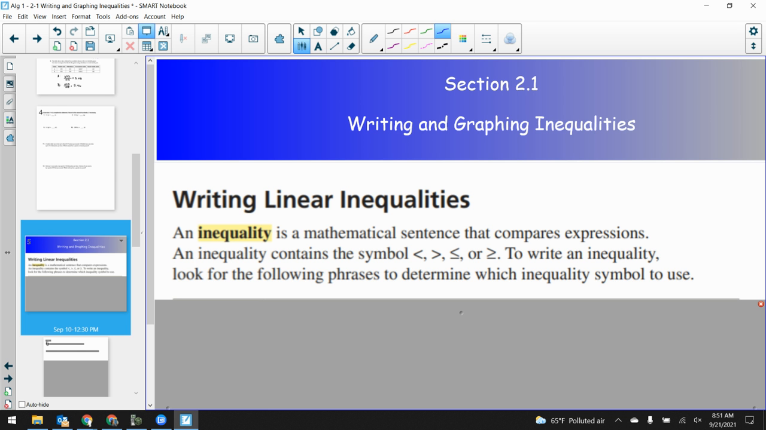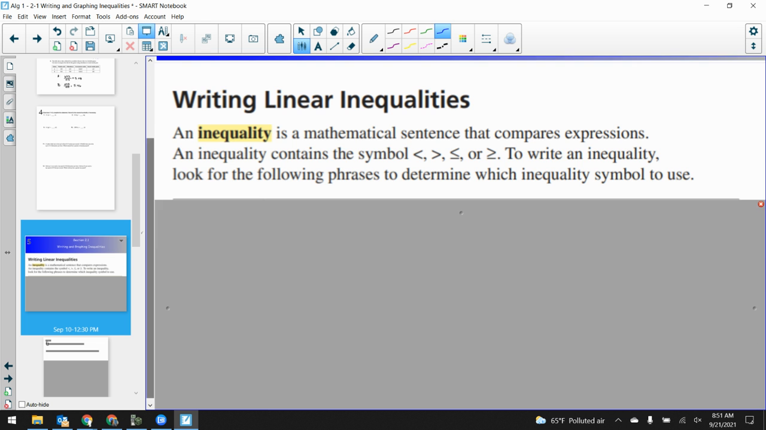Now, I've got to be straightforward with you. A lot of chapter 2 is a review of chapter 1, because how do we solve inequalities? The exact same way we solve equations, with only a couple little tricks to make sure we remember. So what is an inequality? An inequality contains a symbol: less than, greater than, less than or equal to, or greater than or equal to. To write an inequality, look for the following phrases.